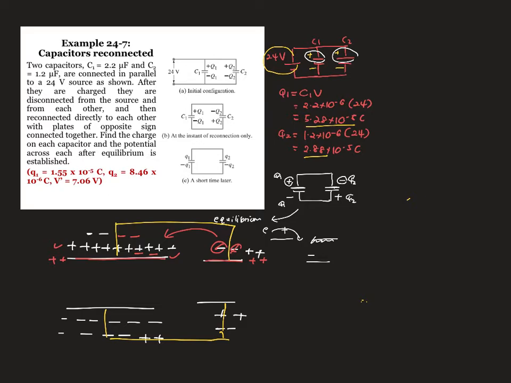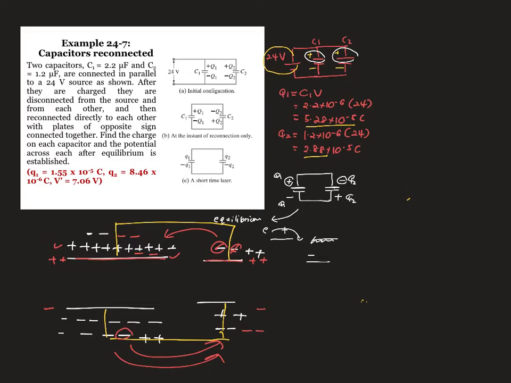The same goes for this one. The electrons here are going to be attracted to this one, so the majority will be negative here, and that's why this plate is going to be negative and this plate is going to be negative. It means equilibrium has been reached, so there will be no more charge movement once you reach equilibrium.